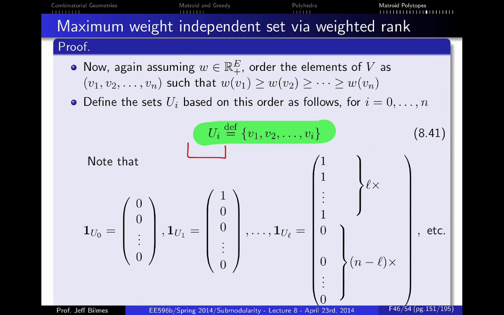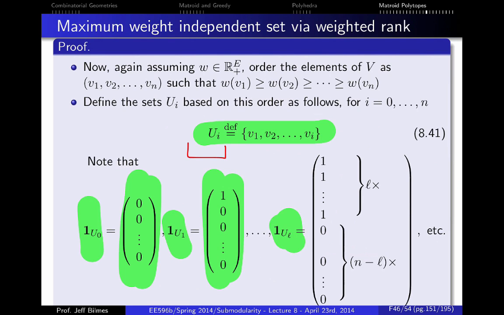Now, once we've essentially reordered the axes, what we have also is that the characteristic vector of U0, which is the empty set, is just the 0 vector. The characteristic vector of U1 is just the vector with a 1 in the first position, and so on and so forth. The characteristic vector of U sub l is a vector that has l 1s and n minus l 0s in it.